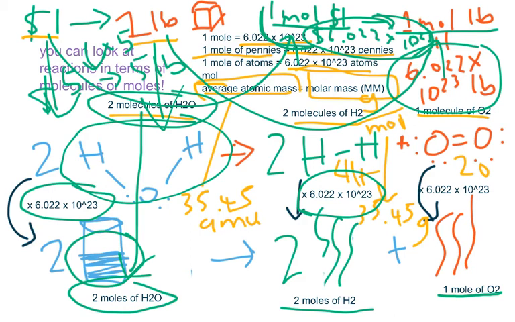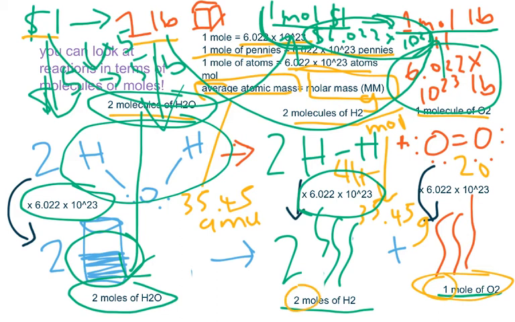So you can think of 1 mole of O2 as 6.022 times 10 to the 23rd molecules of O2. And you can talk about 2 moles of H2 as 6.022 times 10 to the 23rd times 2 molecules of H2. Since remember, we're not talking about just 1 mole, we're talking about 2 moles. So that's why it's multiplied by 2.